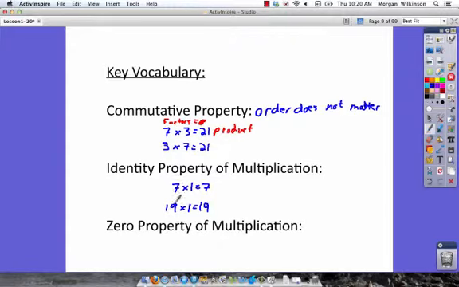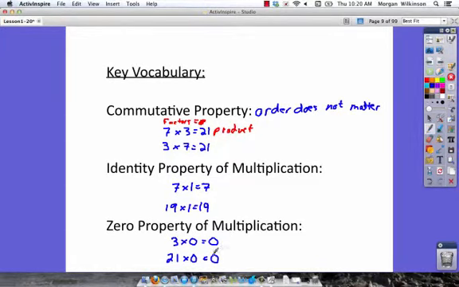It stays the same. Now the zero property of multiplication, our last key vocabulary word for now, is when you multiply by 0, it's always equal to 0, the zero property. So let's say we have 3 times 0. Well, 3 times nothing is nothing. So 3 times 0 is equal to 0. Let's say we have 21 times 0, that must be equal to 0.